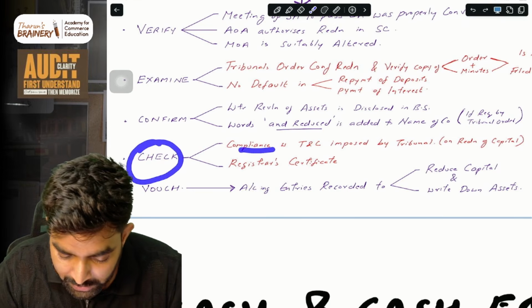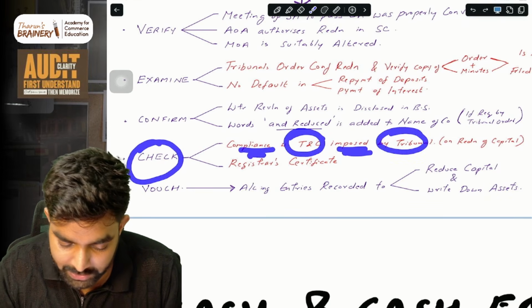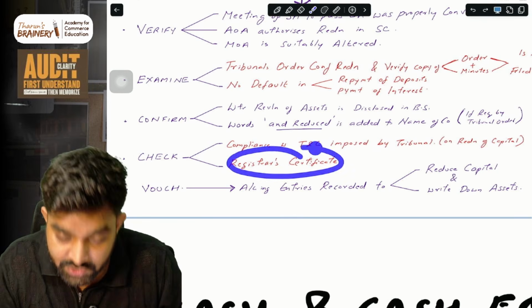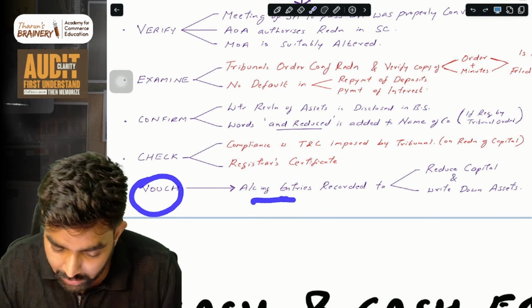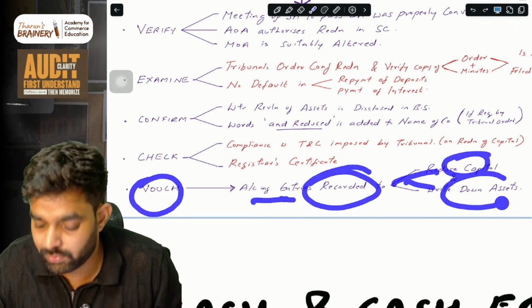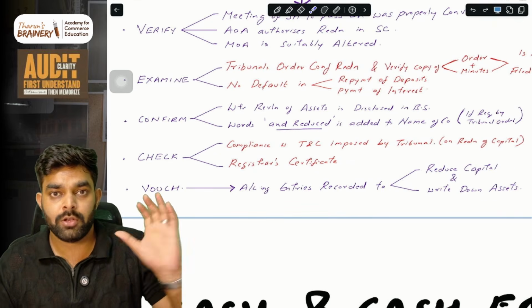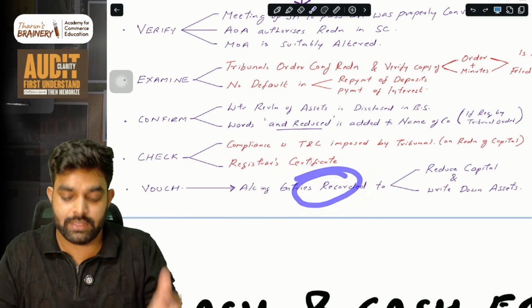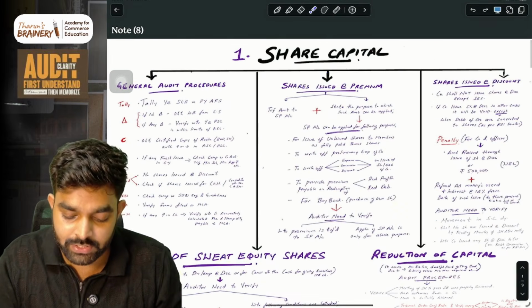Then check the compliance with the terms and conditions imposed by the tribunal on reduction of capital. Whatever terms the tribunal has set, make sure they are complied with. Check the registrar's certificate. Simple. Then vouch the accounting entries recorded to reduce the capital and write down the assets. To reduce the capital, you will put journal entries, and for writing down the assets. So make sure the journal entries and everything are correct. So this is all about share capital.